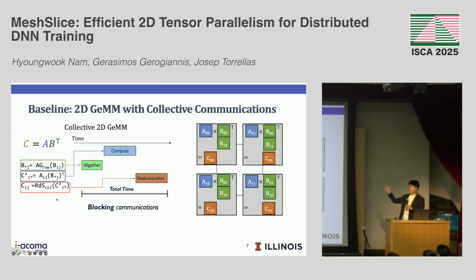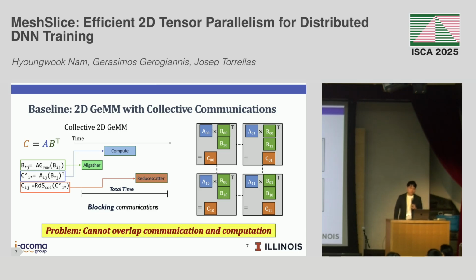You note that these communications are not overlapped with computations. That's because these communications have true dependence with the computation. This blocking communication is a significant problem. These communications may take up to 40% of total LLM training time in modern LLM training clusters.